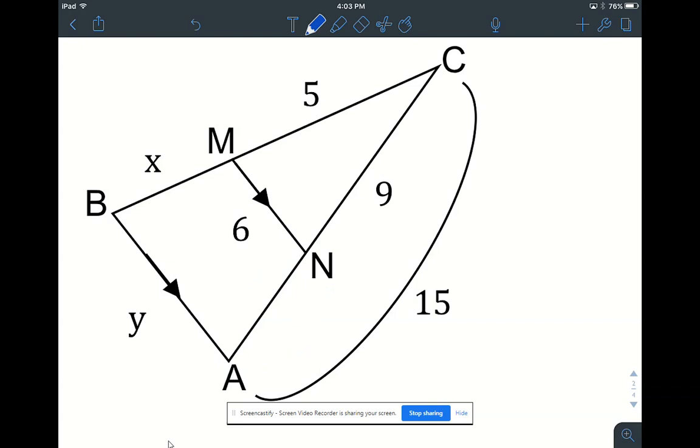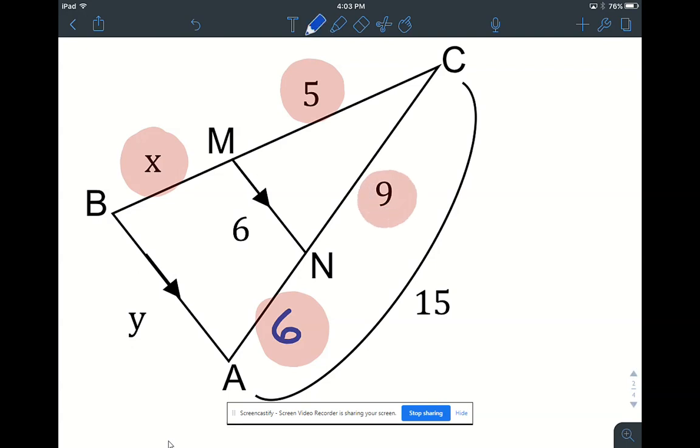But hopefully you can pick the fact that if you take 15, the whole side, subtract 9, that would give you 6 for the remainder of that side right there. I'm going to do that before I start the problem. And then I'm going to solve for x first. So I'm going to do x over 6, so left over right, equals 5 over 9, left over right.